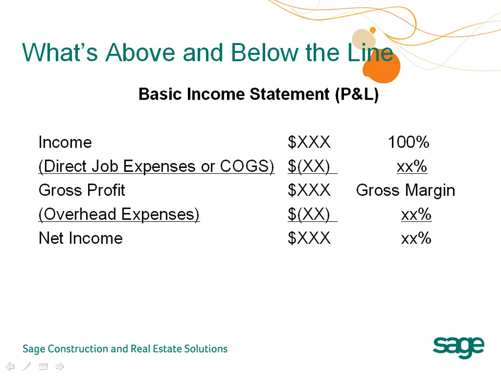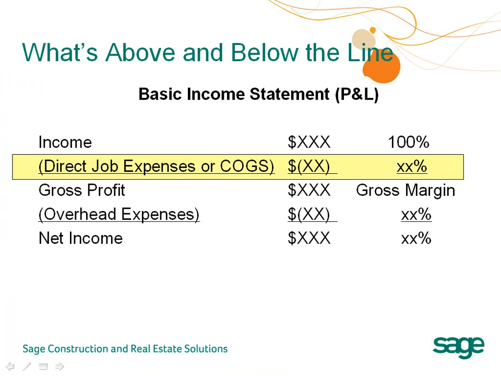The key to accurate job costing is to clearly define which costs belong to jobs and which costs are part of your overhead. Job-related costs go above the line, which are included in your direct costs or cost of goods sold. And all overhead costs go below the line, your indirect costs.